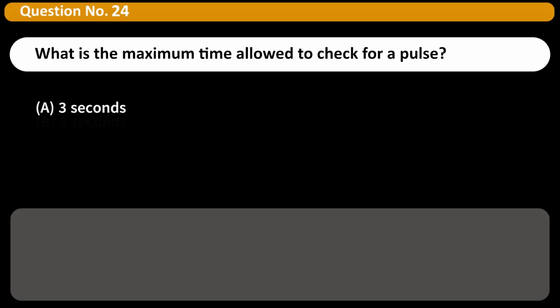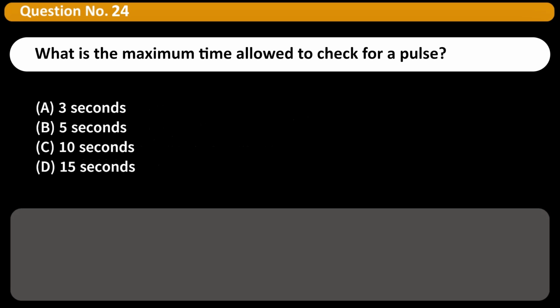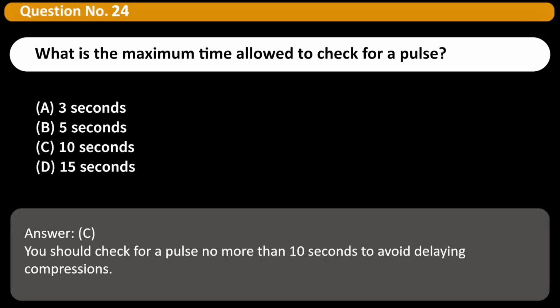What is the maximum time allowed to check for a pulse? A. 3 seconds. B. 5 seconds. C. 10 seconds. D. 15 seconds. Answer: C. You should check for a pulse no more than 10 seconds to avoid delaying compressions.